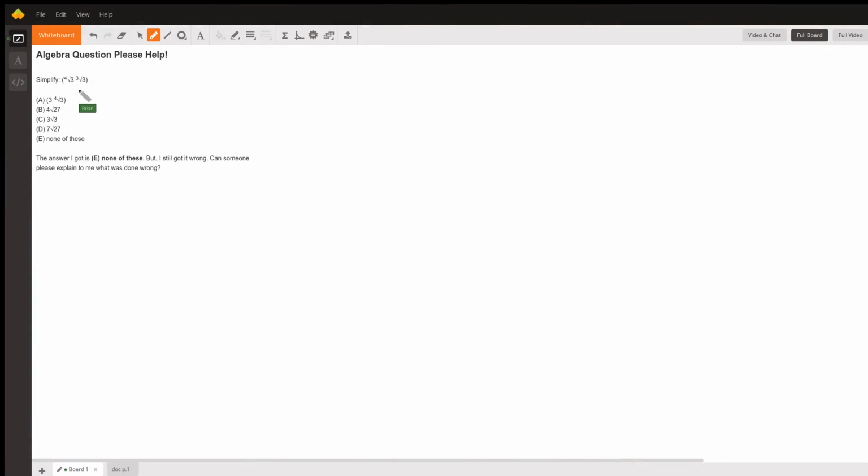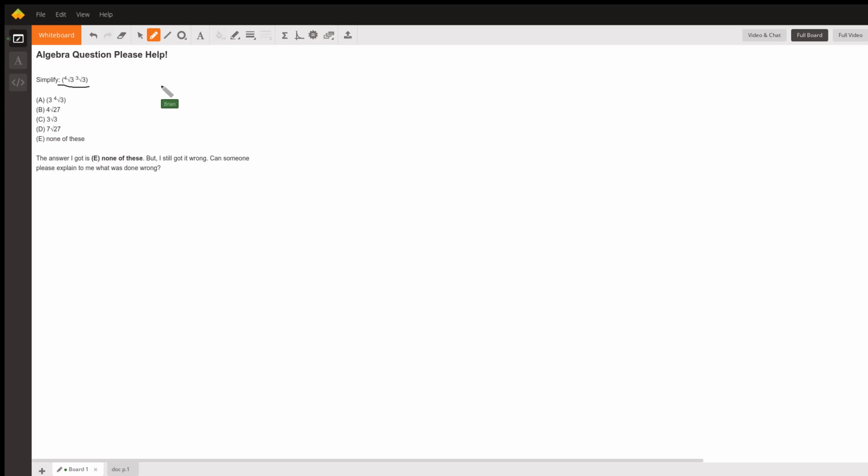I want to simplify this expression right here. So this is an expression involving radicals. Two important rules with radicals, or exponents in general: when multiplying two numbers of the same base, you want to add the exponents. And when dividing numbers of the same base, you want to subtract the exponents. So those are two golden rules.